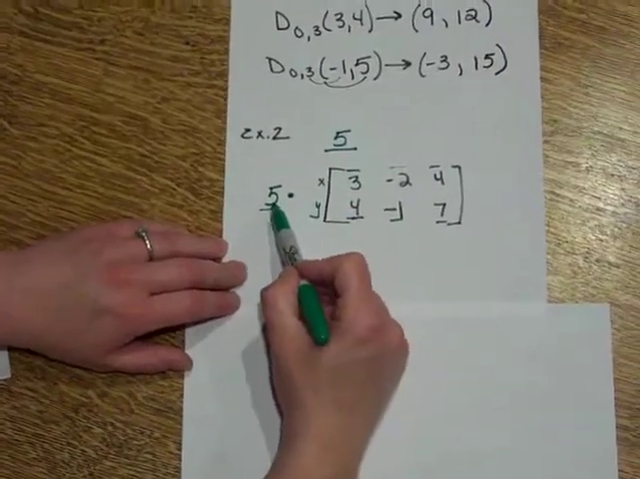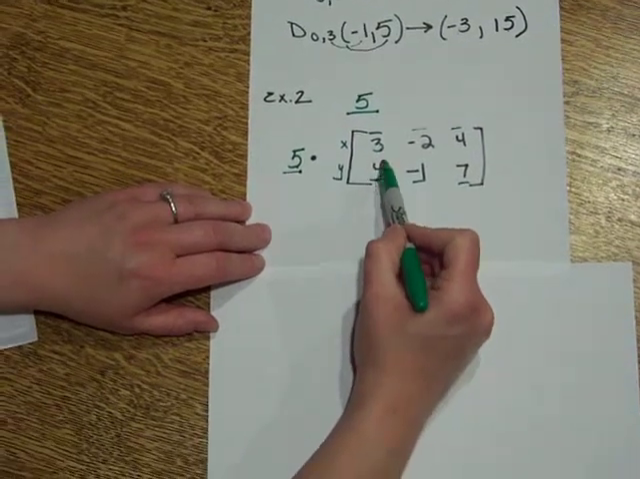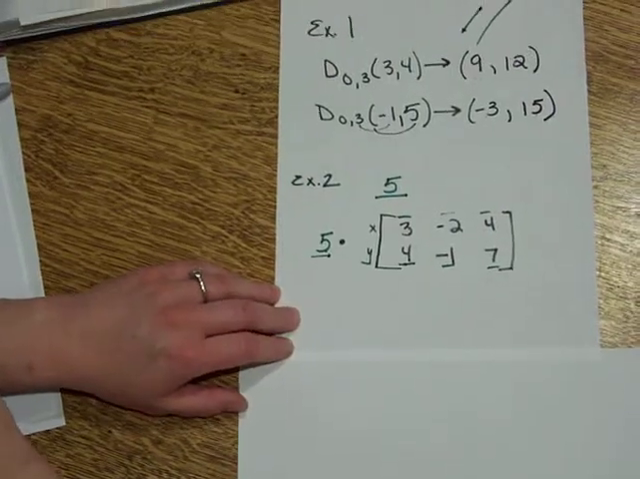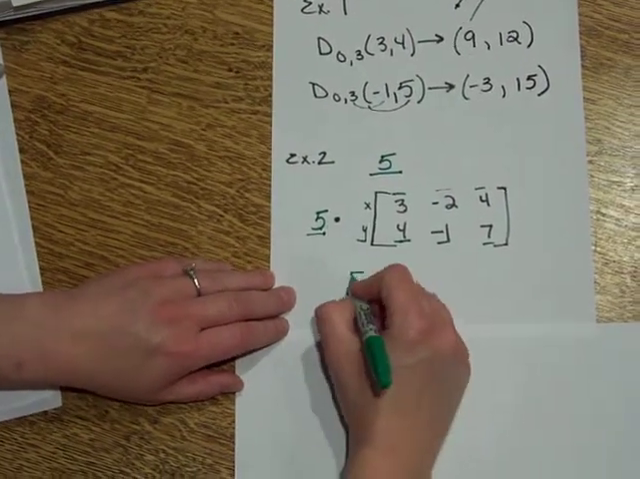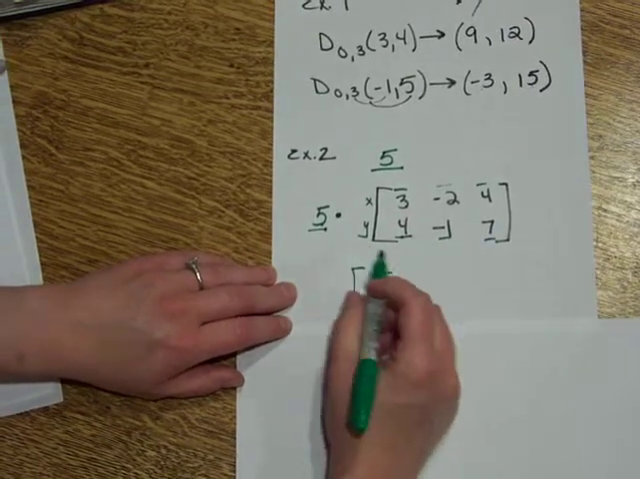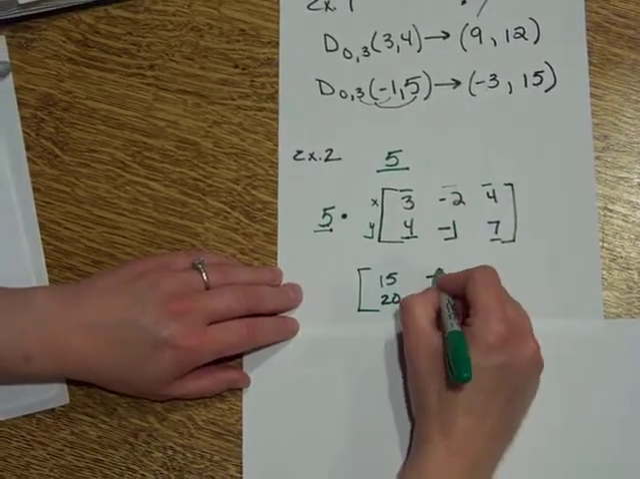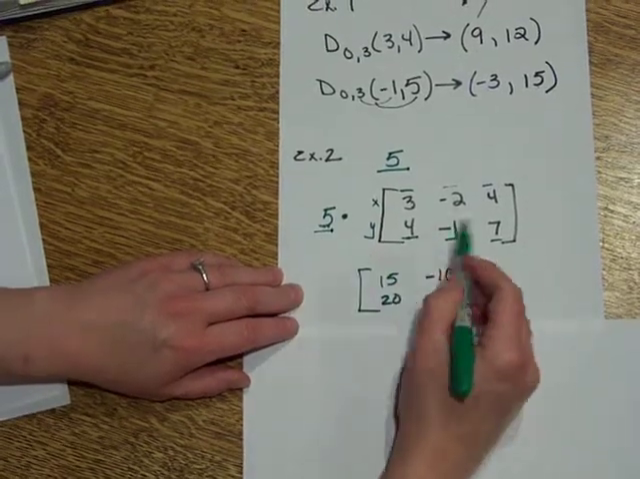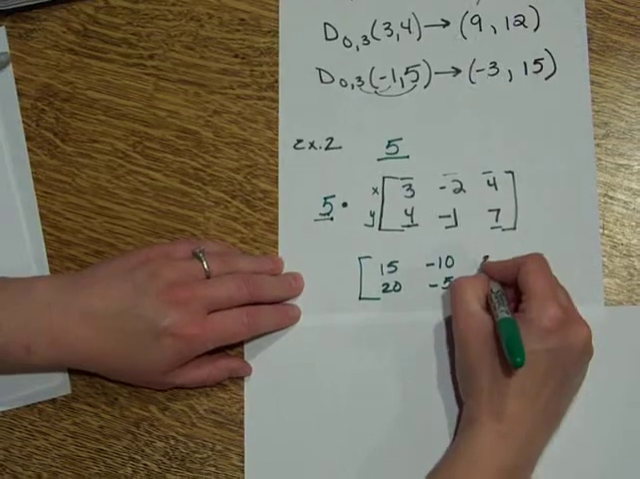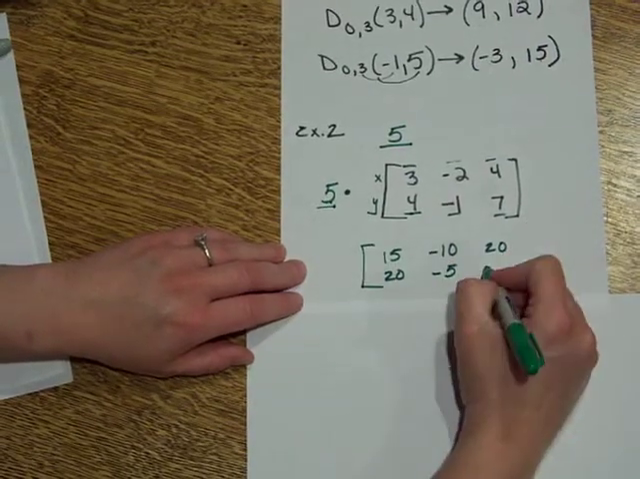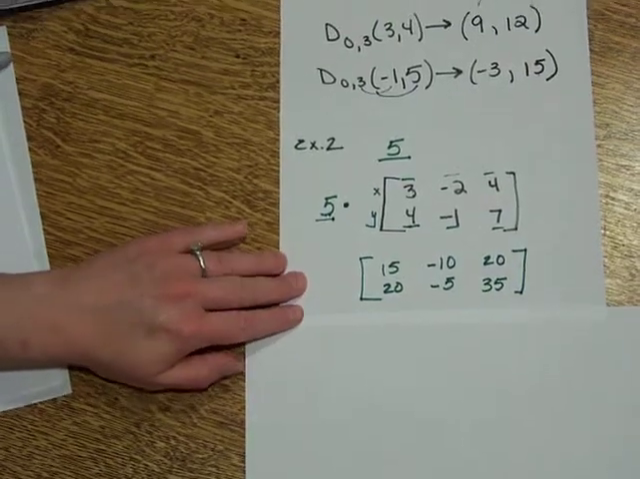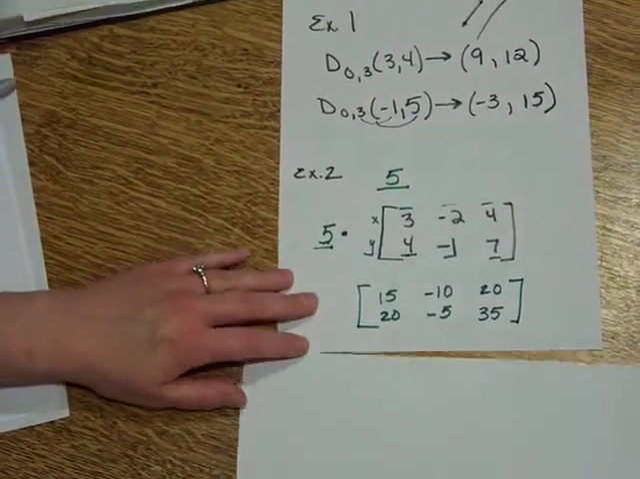I am simply going to multiply 5 by every single point, just like we did up here, except this time it's organized in a matrix. So 5 times 3 is 15. 5 times 4 is 20. 5 times -2, -10. 5 times -1, -5. 5 times 4, 20. 5 times 7, 35. These are my new points.